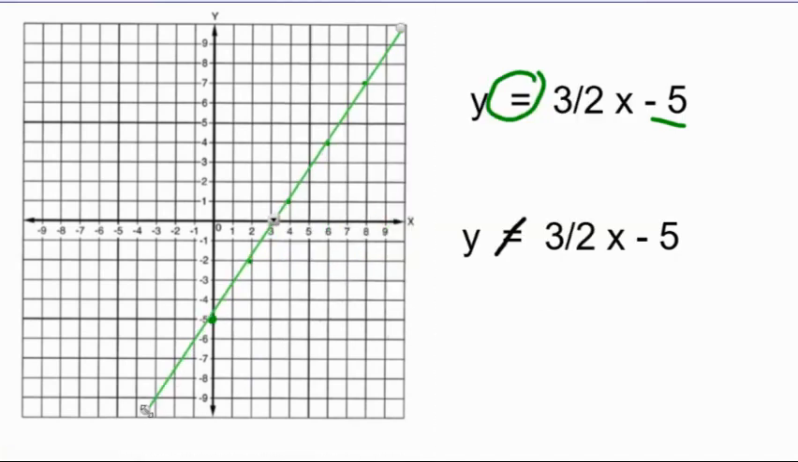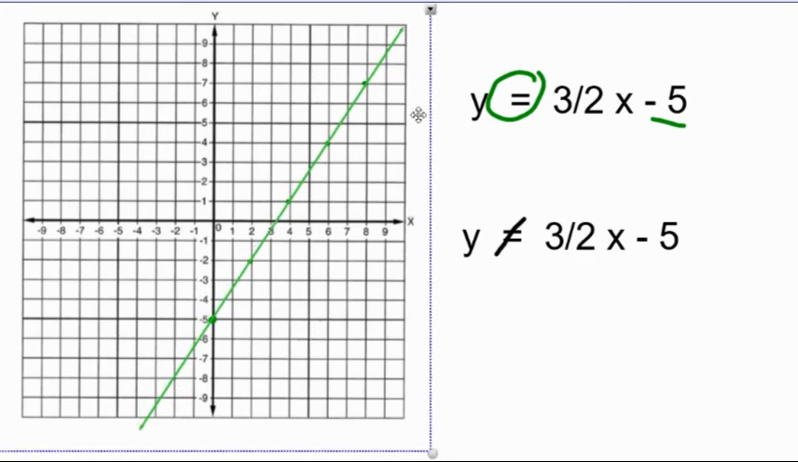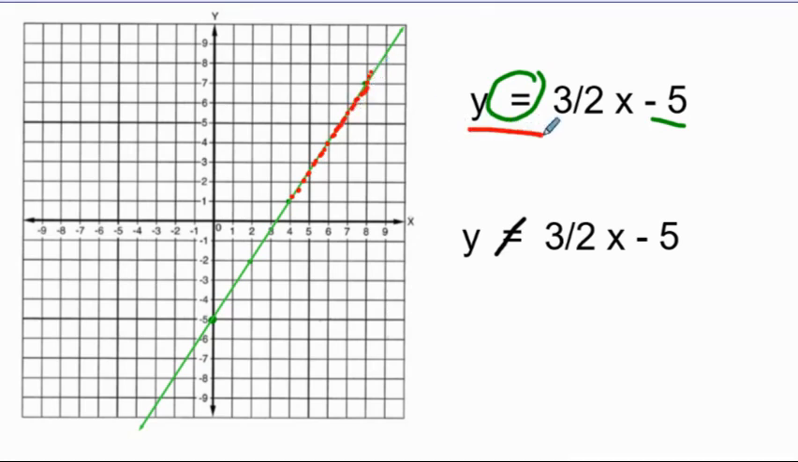What we have learned previously is that when we have an equality, we draw this line. And what it tells us is that every single point on that line, this is true. Everywhere along that line, this is a true statement.